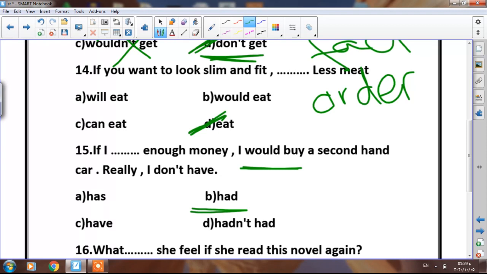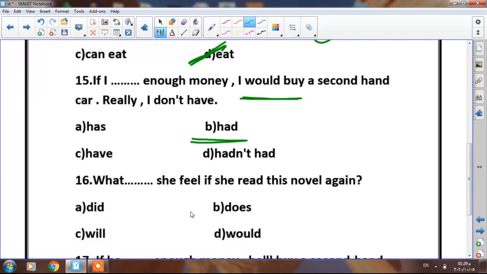The next. What does if she read? Here I will pronounce it read or read. Of course read, because it doesn't have the letter S. So it's past simple here. Here we have the word read, past simple. If it's present, I have to add the S to the word read. So the answer will be what? Past simple. So what would she feel?